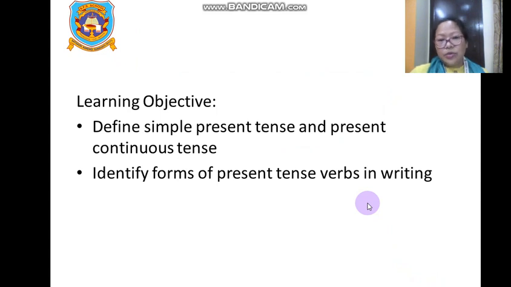Today our learning objective would be to define and understand simple present tense and present continuous tense, and to identify forms of present tense verbs in writing. Alright, so I'm going to explain simple present tense and present continuous tense, their use, their forms, and how you will use them in writing. Alright, this would be our learning objective.